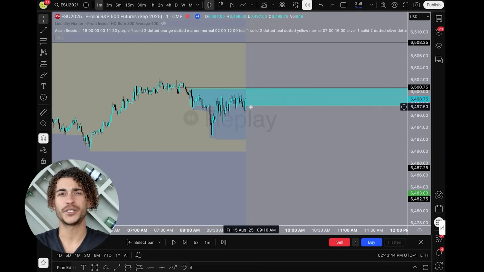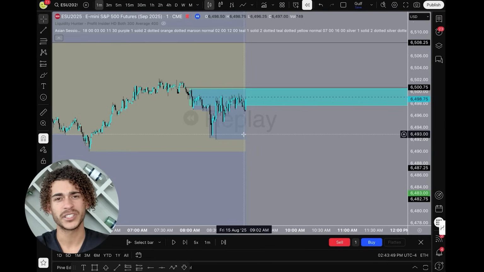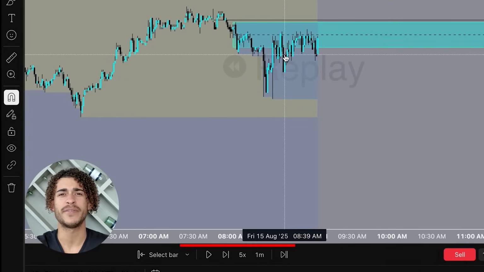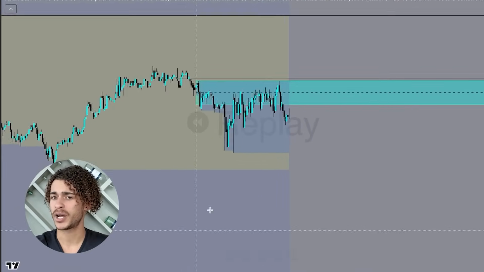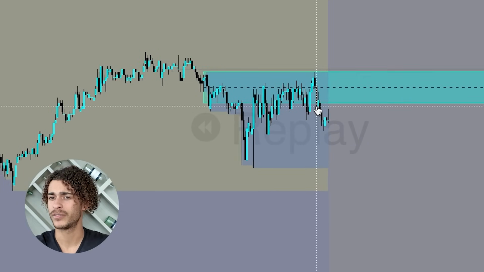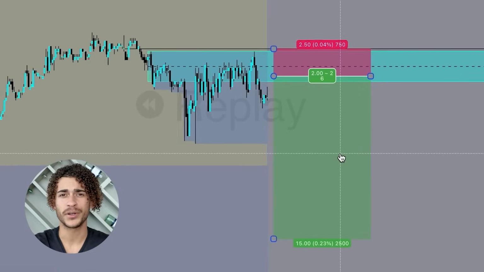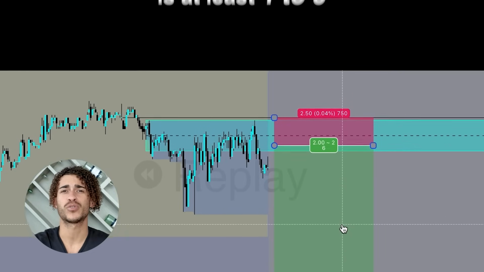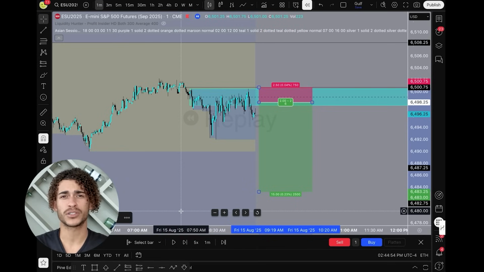When you guys are using this strategy, you have to focus on whatever the current key level is that price is trading around. In this example, it's the New York Open from 8 to 8:15 a.m. Eastern Standard Time. Let's go ahead and play out this scenario. You guys can see that price just made a break to the downside, so now we know that we are looking for shorts off of a retest of this zone, so let's go ahead and set that up. I like to target around 15 points when I'm trading this setup, and I like to make sure that my risk to reward is at least 1 to 3, meaning for every dollar I risk, I make $3 back. I risk around $1,000 to $2,000 per trade.